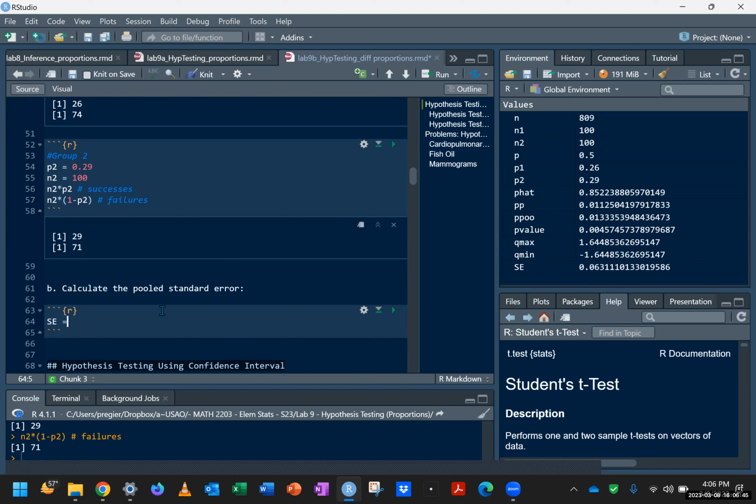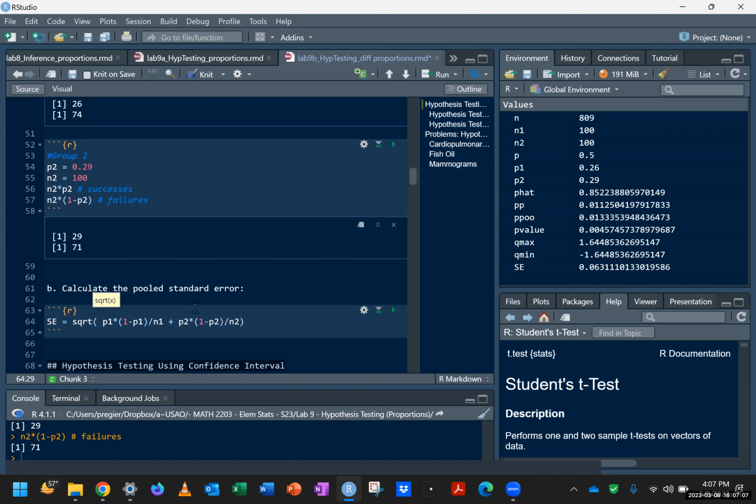It's the square root of n1 times p1 times 1 minus p1 divided by n1. And then I add the same thing, but for group 2. This is called the pooled standard error.